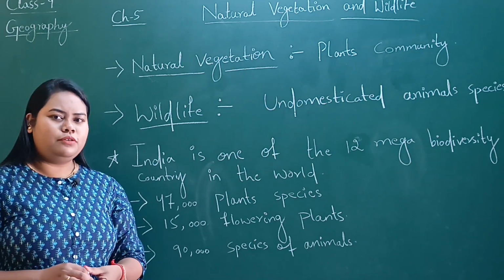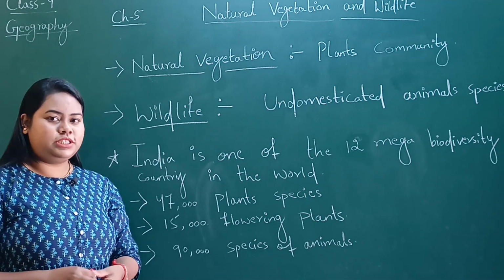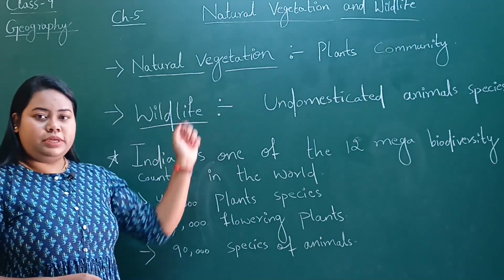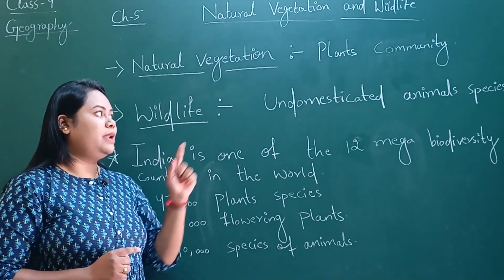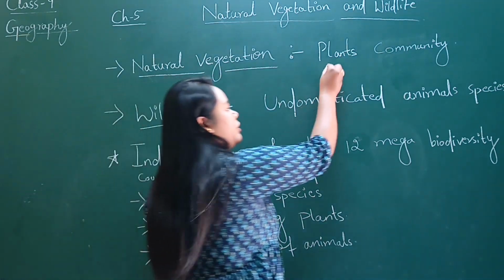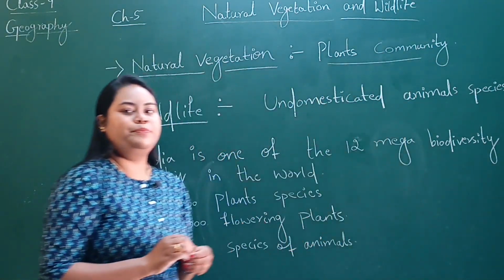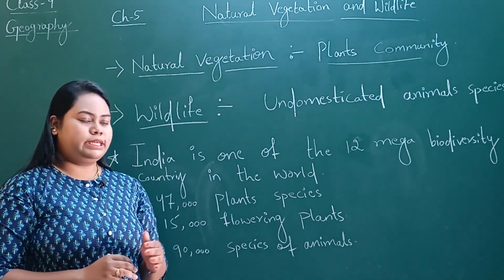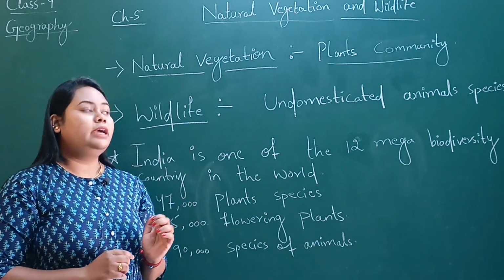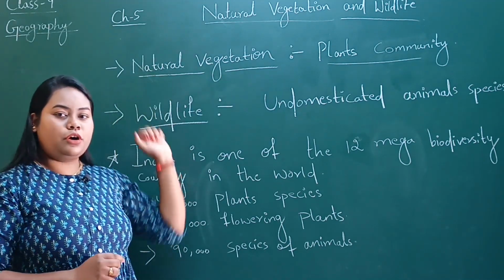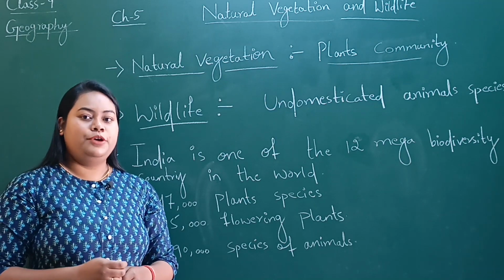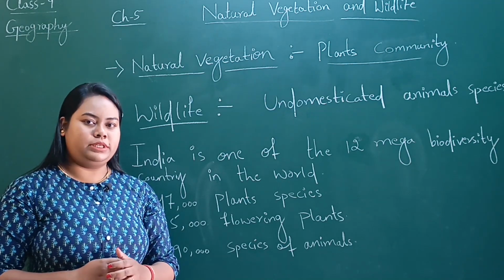Today I am going to teach you class 9 chapter 5, and our topic is natural vegetation and wildlife. First of all, we should know what natural vegetation is. Natural vegetation directly refers to plant communities. This is your keyword. It is called natural because it grows naturally without any help from human beings.